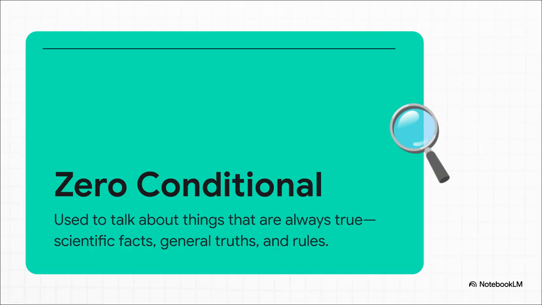Think of this as the tool we use for the unbreakable rules of the universe. Yeah, the zero conditional is all about one thing, certainty, 100%. We use it for things that are just always true. If the condition happens, the result is an absolute, no questions asked guarantee. We're talking scientific facts, general truths, the basic instruction manual for how things work.